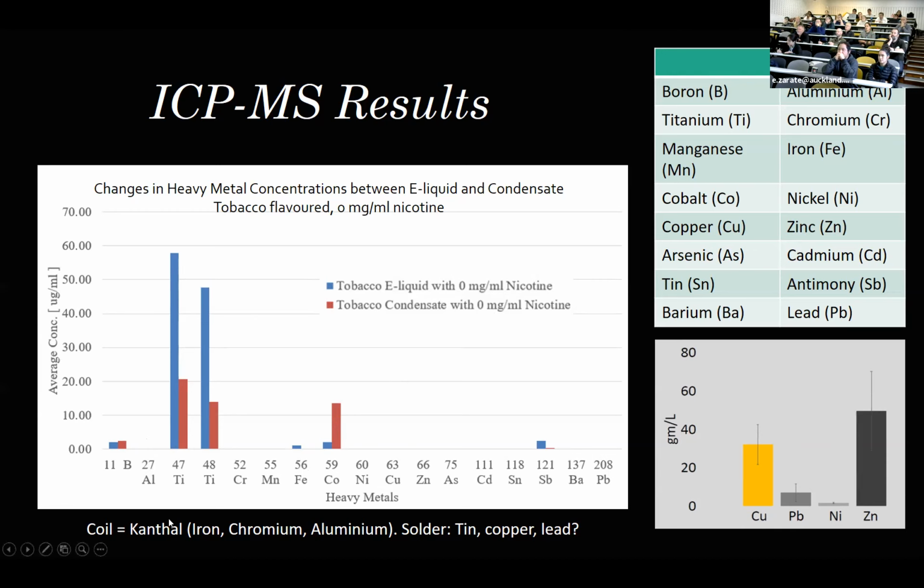The metal coil that we're using is a kanthal, so that consists of iron, chromium, and aluminium. We found some of all of those metals. And then the soldering material: 95% of e-cigarettes are manufactured in China, and it's highly likely they still use lead in their soldering materials. So we found in our previous results some lead in the condensate. Like I say, we will repeat those measurements and look into them further.